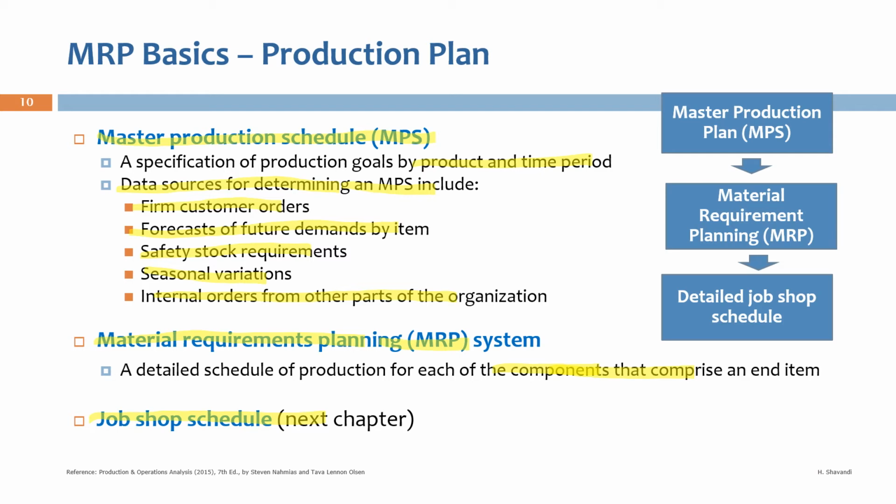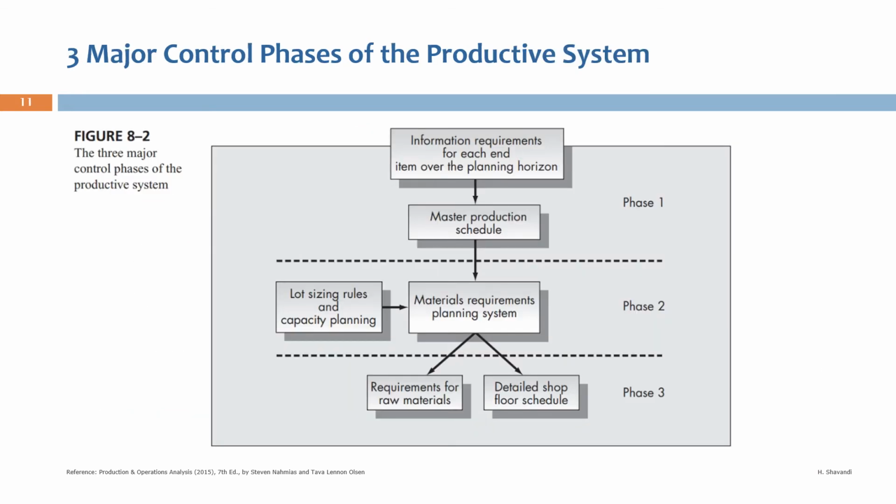Okay. So in a production plan or production process, we'll have 3 phases. In phase 1, we will prepare a master production schedule, MPS, for end items. And then in phase 2, we will translate the MPS into the materials and components. So it's called MRP here. And then in phase 3, we will prepare the detailed operations schedule, and we will learn this in the next chapter.